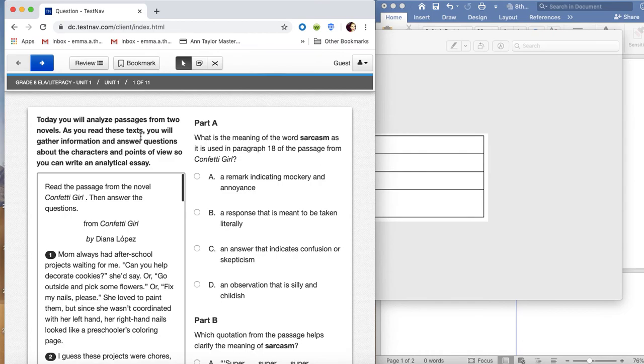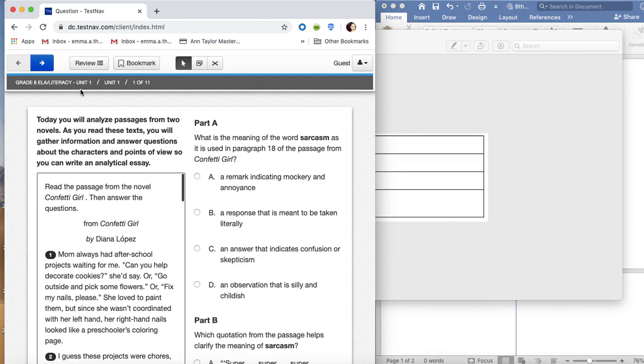Today, we're going to practice the work you'll need to do when you take the literary analysis task section of your PARCC test. You'll be reading some fiction passages and writing an essay about them, just as you have many times this year. We're going to do this work all together today, and then tomorrow you'll get to try it out on your own. So we know that this is unit 1 of PARCC.